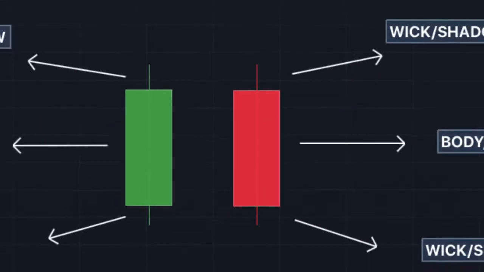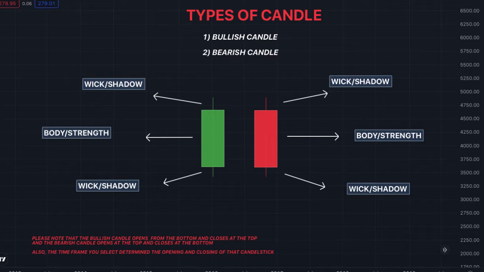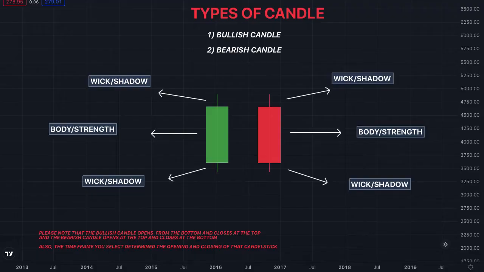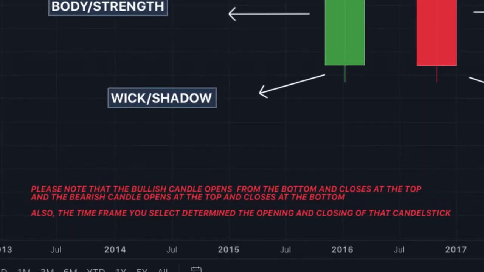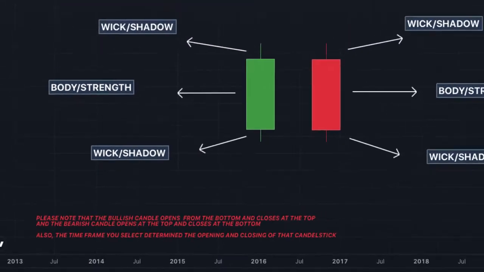Same thing goes for the bearish candle. That is to say, in the time frame in which the bearish candle was formed, the price went low, reaching the bottom, before buyers bought in and the candle closed at the body. The body represents the strength of the candle. As we go further into this video, you will completely know why the strength and body of a candlestick is important. But before that, please note that the bullish candle opens from the bottom and closes at the top, while the bearish candle opens at the top and closes at the bottom.